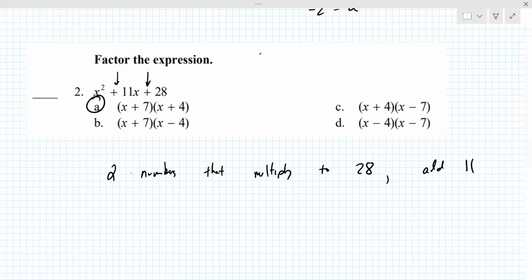Sorry, what were you going to say? I didn't mean to interrupt you there. It wouldn't be +7 if you added it up. It would multiply to 28, but would not add to +7. Right, it would add to -11, and we don't want that.